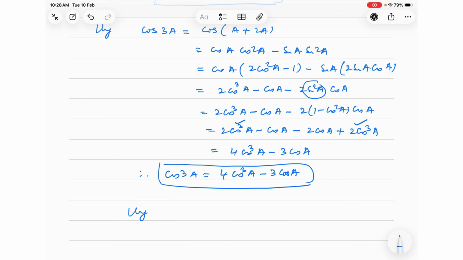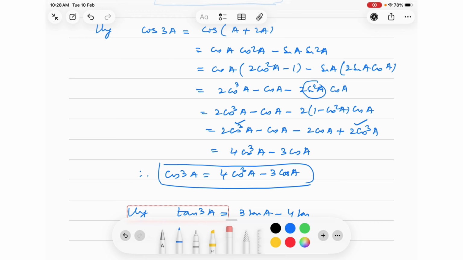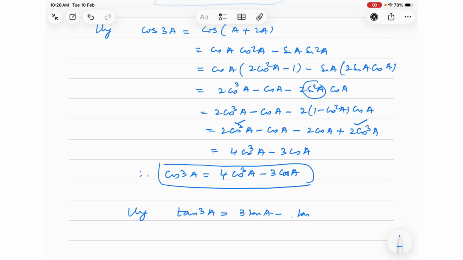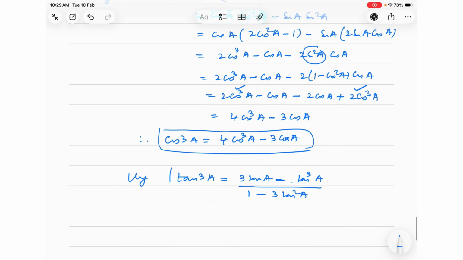Similarly, using the tan A plus B formula, we can prove tan 3A is equal to 3 tan A minus tan cube A, divided by 1 minus 3 tan square A. Using the tan A plus B formula, we can also prove the tan 3A formula.